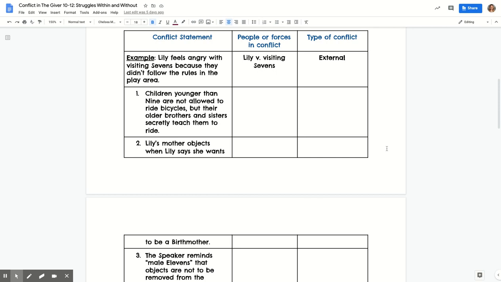So number 1: children younger than 9 are not allowed to ride bicycles, but their older brothers and sisters secretly teach them to ride. So first, again, you're going to type what the people or forces in conflict are here. And then you're going to come over here and type what type of conflict that would be, if it would be internal or external. Okay, again, if you need extra time, you can pause this video and come back and hit play again.